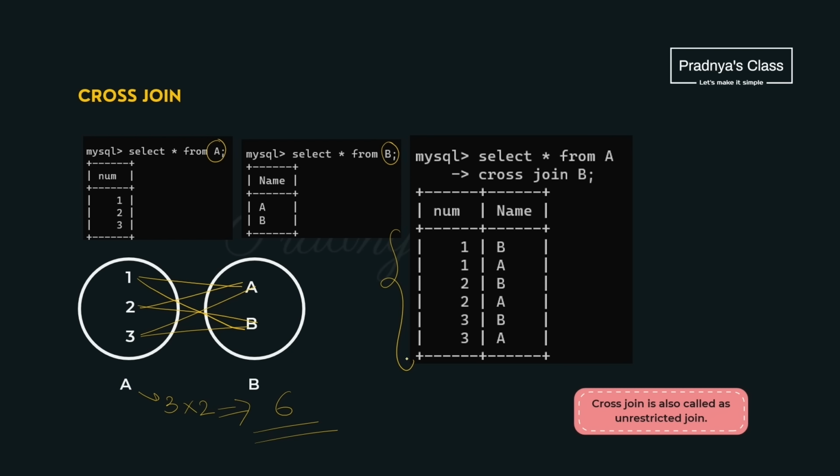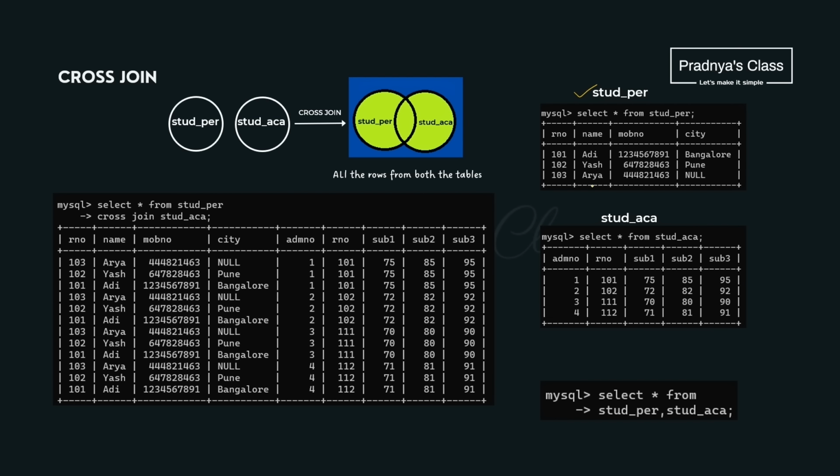Look at the output. If we take our tables student personal and student academics, after applying the cross join, here is the output. We will get all the rows from both the tables. Cross join is a default join. If you don't write it also, it will be a cross join.